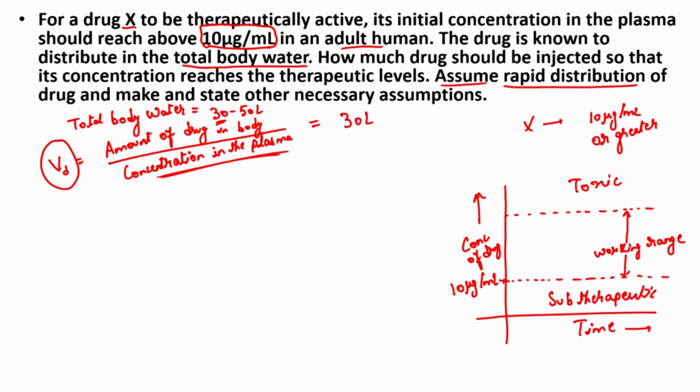Right. Now since we want the therapeutic concentration to be 10 μg per ml, the concentration in the plasma, which is again a part of the body water, should also be 10 μg per ml. So, we can say that 30 liter is equal to the amount of the drug in the body, which is the total amount that we are injecting given its instantaneous distribution, and we are neglecting any elimination. So, here we are neglecting elimination, at least for the time frame that we are talking about here.